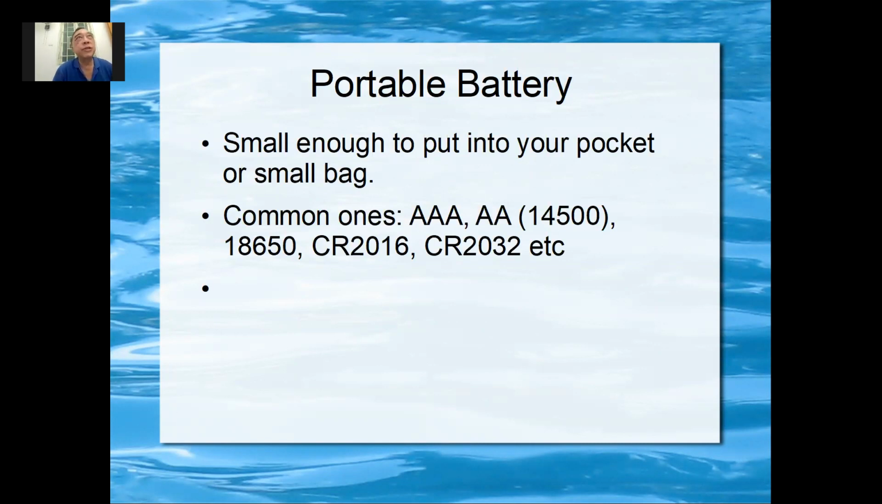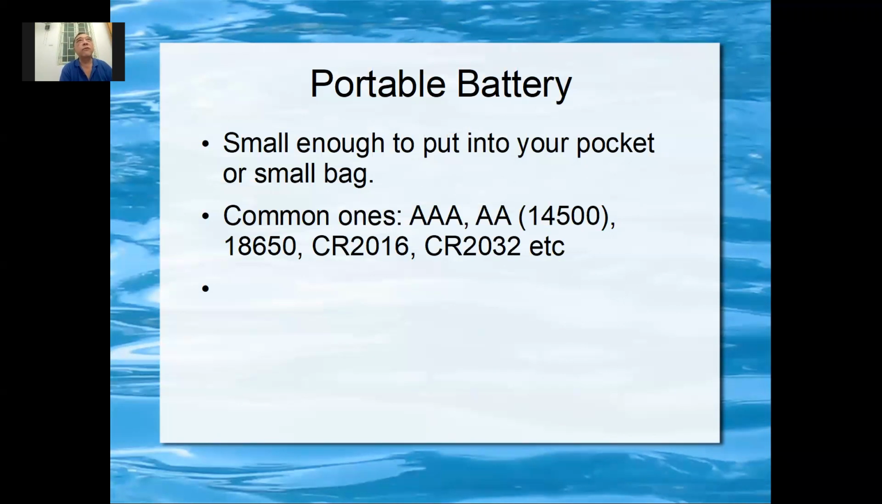So portable batteries must be small enough to put in your pocket or in a small bag and carry around. Some common ones are AAA, you know, right? AAA, AA. Sometimes if you go to AliExpress to buy, they will put it as 14500. So 14 stands for 14 mm diameter. 500 stands for 5 cm, that means 50.0 mm.